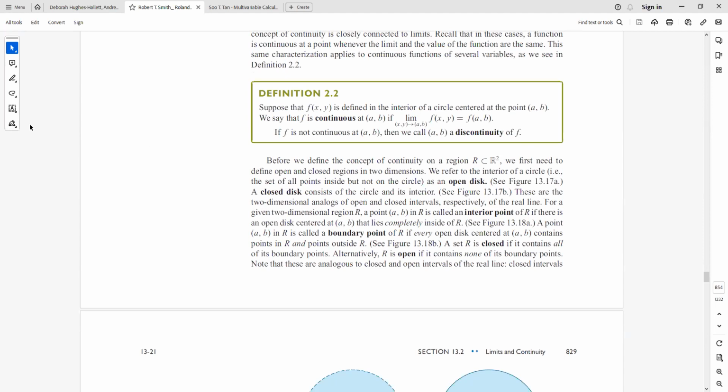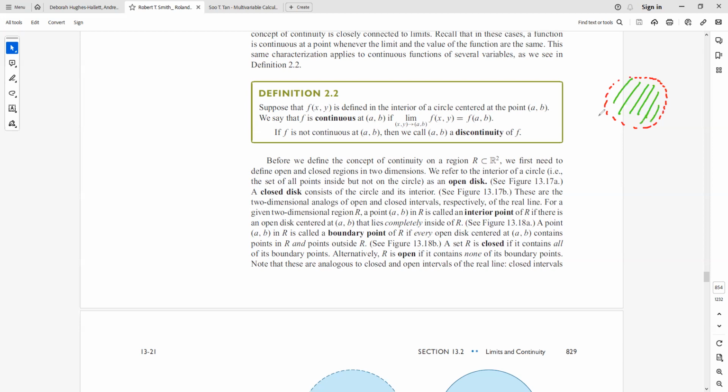Now for continuity, we have the definition: suppose that f of x, y is defined in the interior of a circle centered at the point a, b. That is, it is defining the domain of the function. Let's say the domain of the function is the interior of a circle. Interior of a circle means that it is an open circle. We are not including the boundary. We are just including the interior of the circle, right?